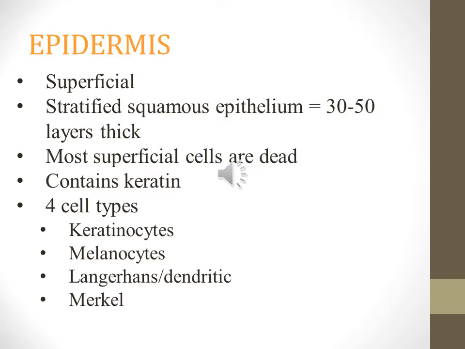We have our Langerhans, or our dendritic cells, which arise from bone marrow, and they're there to ingest foreign substances, and they are the activators of the immune system. And then we have our Merkel discs, or tactile epithelial cells, which meet at the epidermis-dermis junction and are associated with our nerve endings. So 4 cell types all arise in different layers of the epidermis.